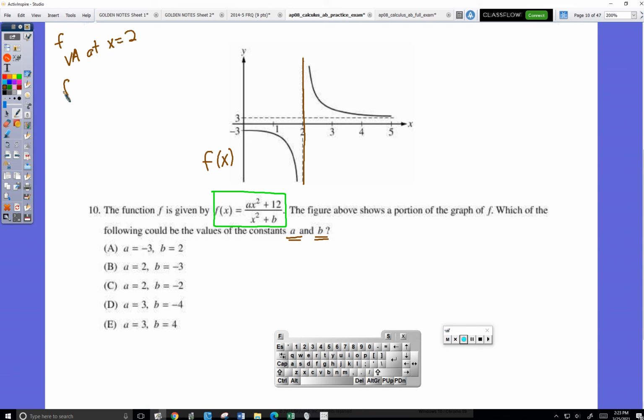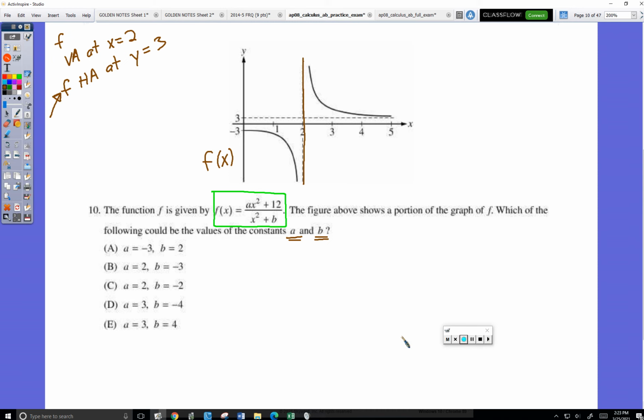And f has a horizontal asymptote at y equal 3. So ignoring a and b, what catches my attention is this one right here, because I need you to memorize the following. I told you, you memorized it earlier in the year, you may have forgotten, so you gotta rememorize it. These two things are the same, right here.